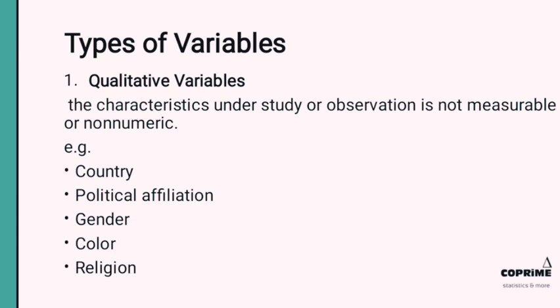An example is your country of residence, political affiliation, gender, color, and religion. At no point in time will I ask you of your country of residence and you tell me it's 4.8 or 2.3. You can either tell me you are Ghanaian, or you are from Togo, or you are probably from Zimbabwe. So with qualitative variables, they cannot assume numeric values, meaning that the best we can do to them is either rank or probably group them.